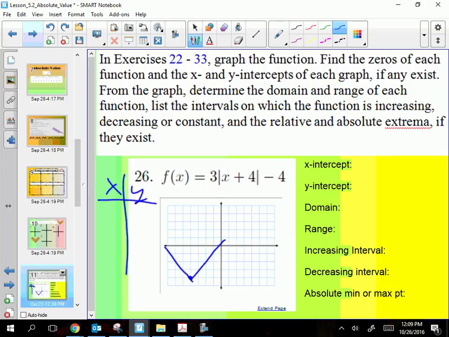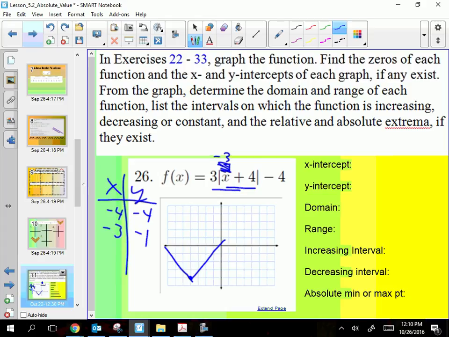Negative 3 is closer. Negative 4. Why is that the ultimate spot? Because it makes the whole left side cancel. This becomes 0, and then 0 times 3 is 0, and then it's minus 4. Negative 4, negative 4. Now, negative 3 was also good. That's my second favorite. Negative 3 plus 4 makes 1, and then absolute value of that is 1, and then 3 times 1 is 3, and then 3 minus 4 is negative 1.